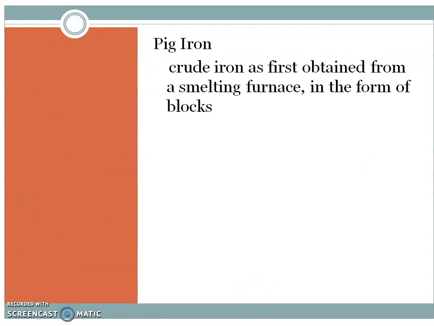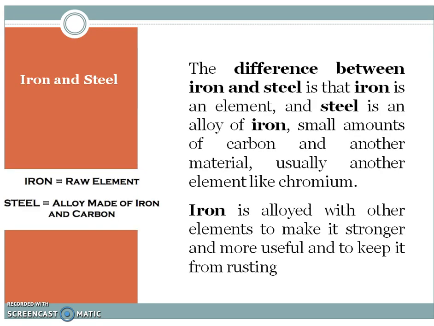So what is pig iron next? It is the crude iron first obtained from the smelting furnace, in the form of bricks. Whatever iron ore is present, they put that iron ore into the smelting furnace and make it liquefied, in a liquid form. That is called pig iron. Whatever we take directly from the smelting furnace is called pig iron, in liquid form.